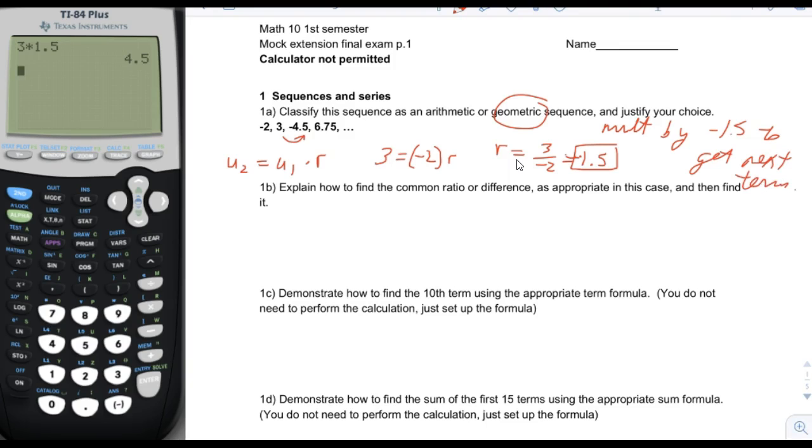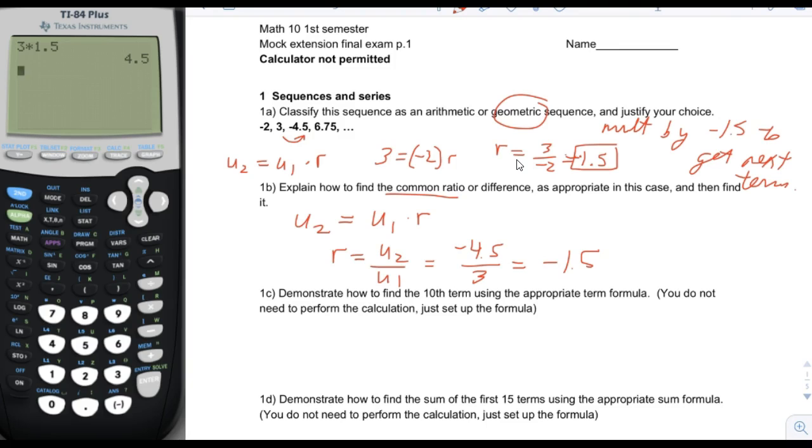Okay, explain how to find the common ratio or difference as appropriate in this case, and then find it. All you need to do is take the second term and make it equal to the first term times r, so the common ratio is going to equal the second term divided by the first term. The second term is -4.5. The first term is 3, so when we do that division, we get -1.5.